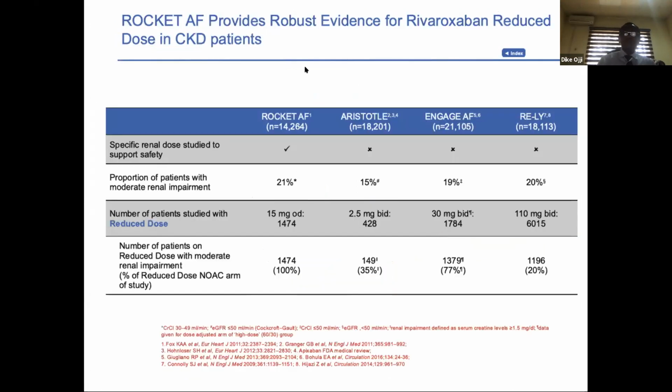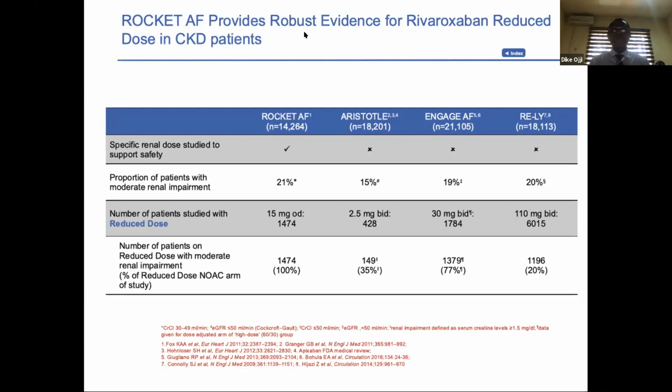Now, the ROCKET AF study actually provides some insight, because I've told you before, there is no way you can delineate the issue of chronic kidney disease or renal function in patients with high-risk cardiovascular disease. Remember that CKD on its own is a cardiovascular disease, and they tend to go hand in hand. So in this type of patients, like I said earlier, assessing the renal function is very, very important.